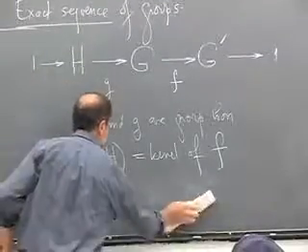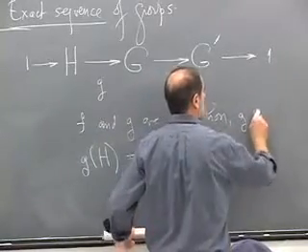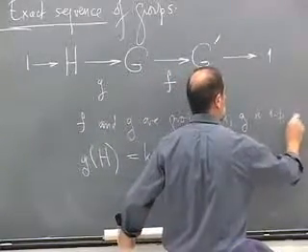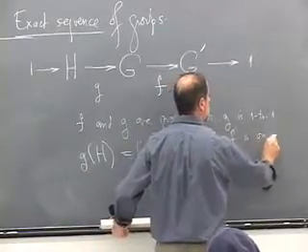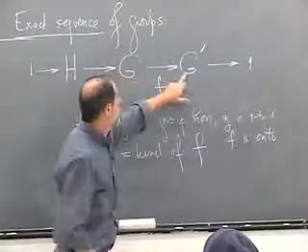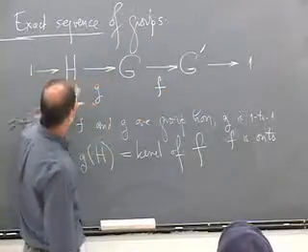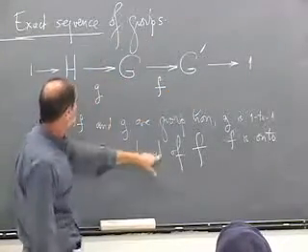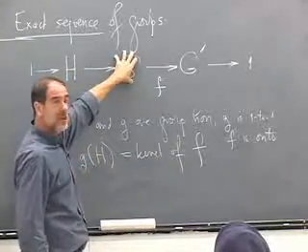And H and G are group homomorphisms. Let me write this again so I get it right. G is injective, a one-to-one map. And F is onto, so this is a surjection. So G prime is the image. This is an injection, so it identifies H with the kernel of F.